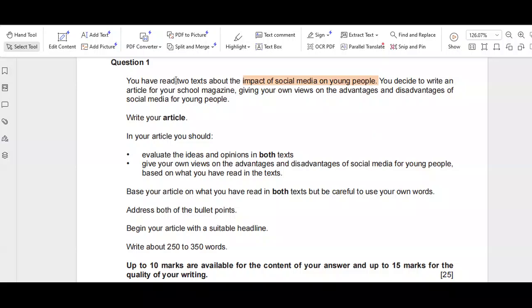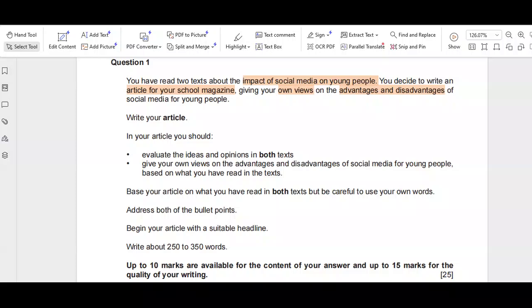Secondly, you decide to write an article. That means you are supposed to write an article and the article is supposed to be published in your school magazine. That means you are going to have a very limited audience. Only the people who are involved with your school are going to read it. Giving your own views, you are going to express your own views on the advantages and disadvantages. So these 4 phrases are giving you a very clear understanding that this question requires you to write a discursive piece of article.